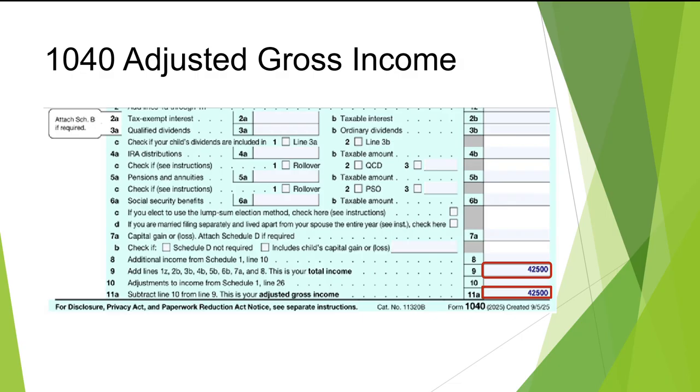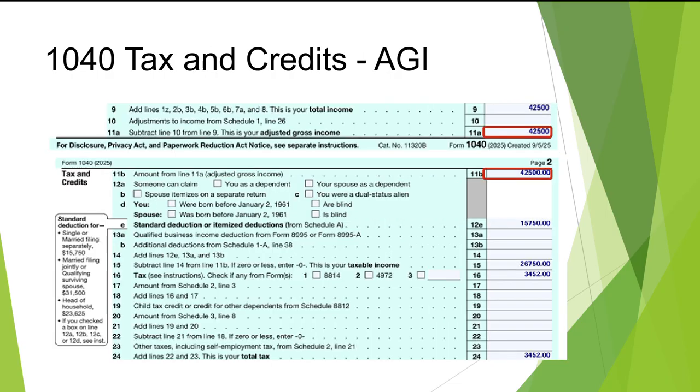And line 11A, his adjusted gross income, which is often referred to as AGI, is the same as the amount that we entered from box 1 on Jordan's W-2 form. But again, Jordan's never going to pay tax on that amount. He's going to pay tax on that amount minus his standard deduction, which is based on his income and his filing status.